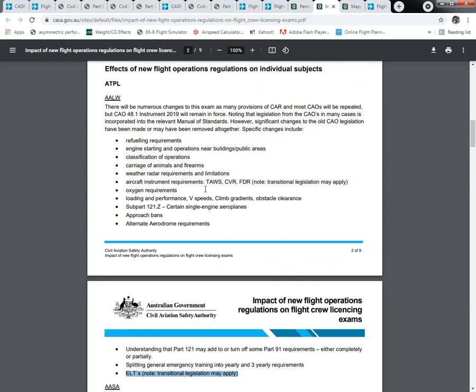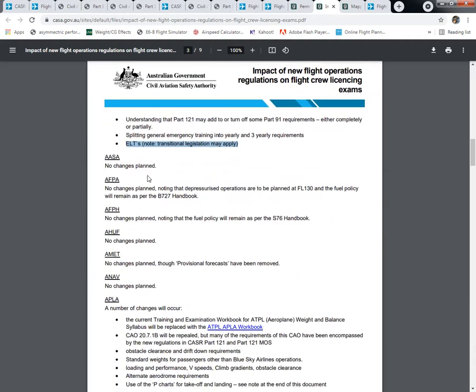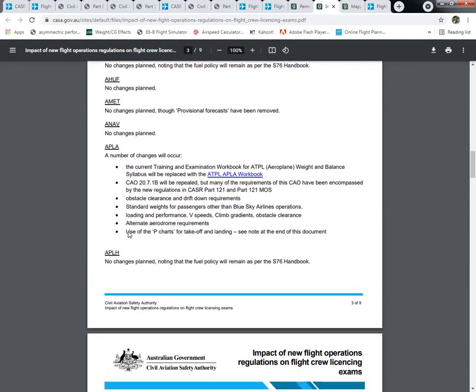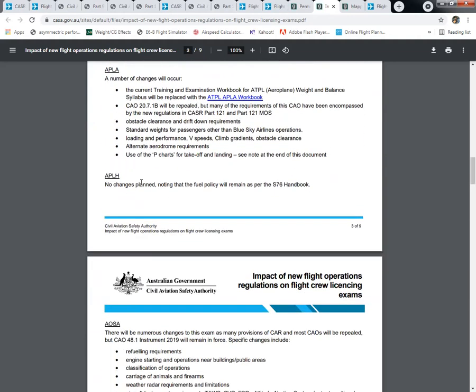Fortunately, at ATPL level, that's pretty much the main change, but you can see for ATPL, nothing in systems, nothing in planning, nothing in human factors or MET or NAV, but loading is the other one that comes in for a bit of mention. And the 20.7.1 Bravo CAO, which used to be the certification standard for aircraft over 5,700, is now simply moved over to the MOS of 121.